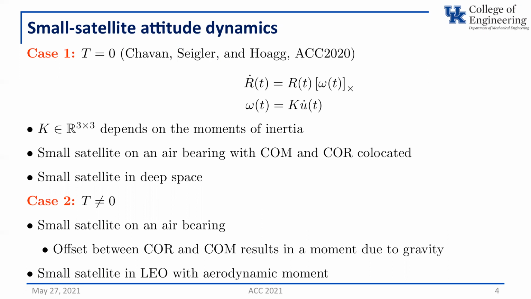The focus of the current work is the case where non-zero external torques or moments are acting on the satellite system. One example of this case is a small satellite on an air bearing with offset between the center of mass and center of rotation, which will result in a moment due to gravity. Another example is a small satellite in low Earth orbit experiencing aerodynamic torque.